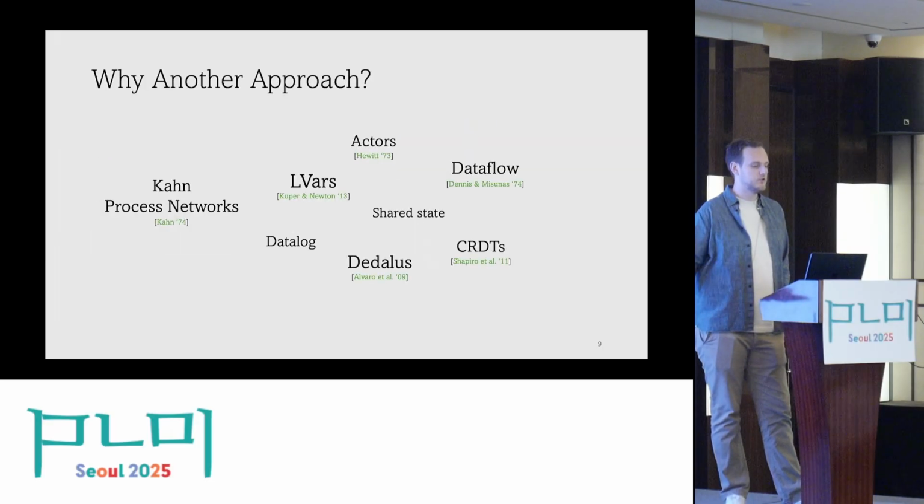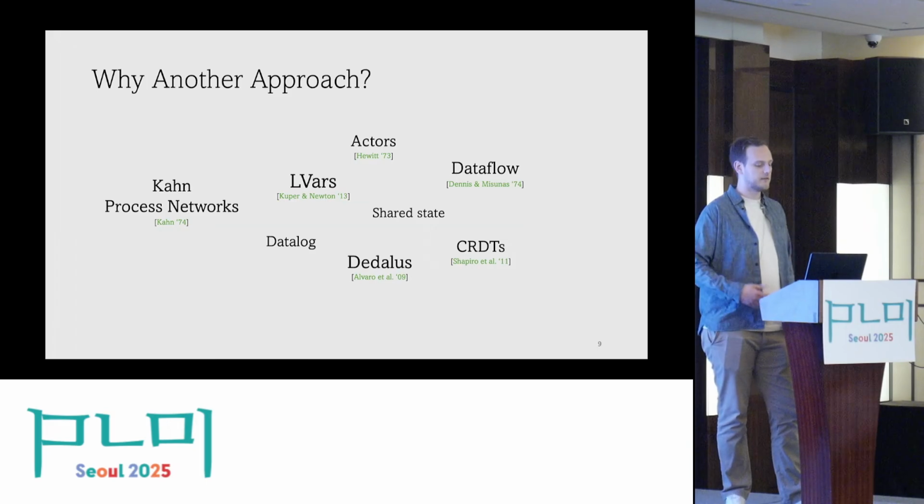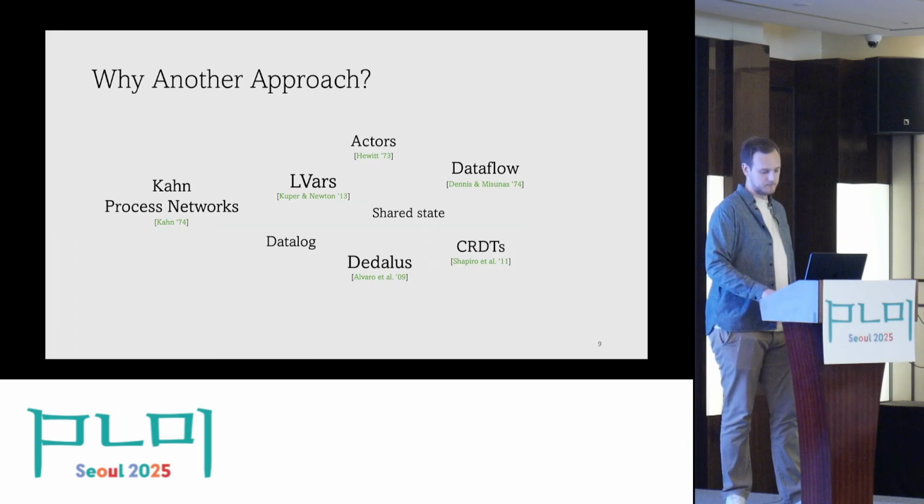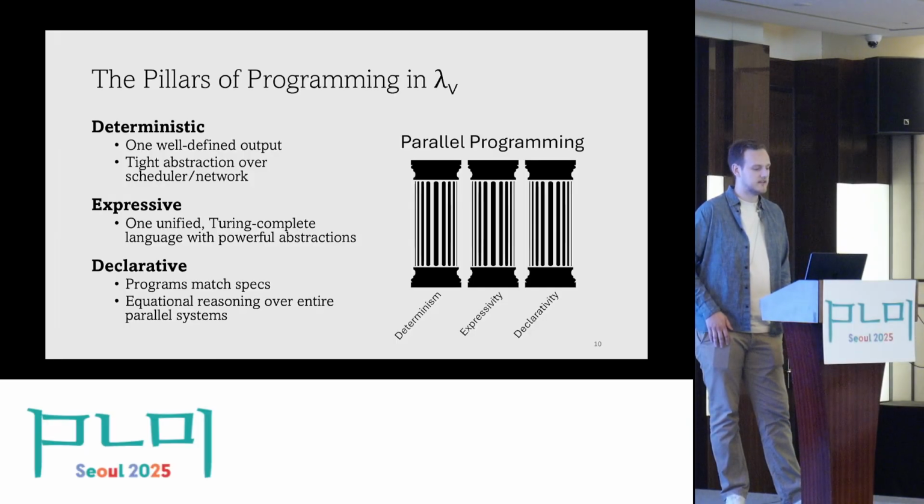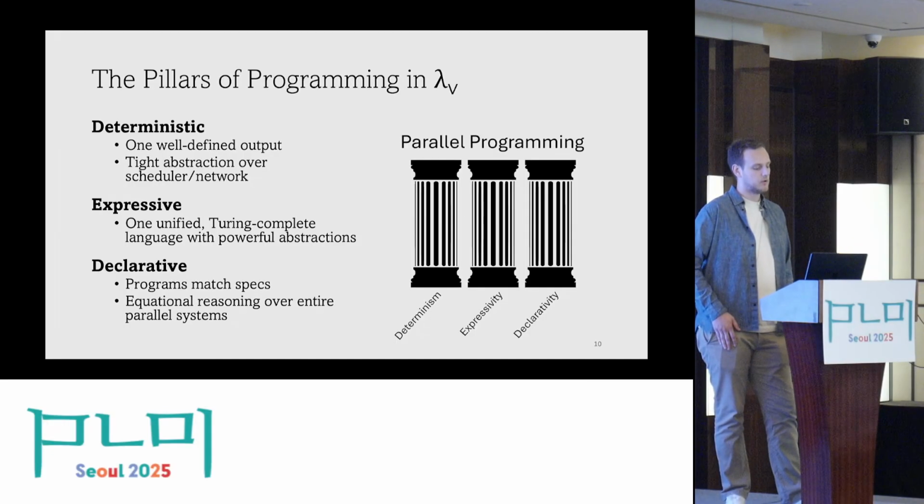Why do we want another approach? Deterministic parallelism has been studied for a really long time, going back at least to the 70s with Kahn process networks. And there's been a lot of work since then, too. So what's different? Well, we don't think that we have a solution yet that quite meets all of these criteria.